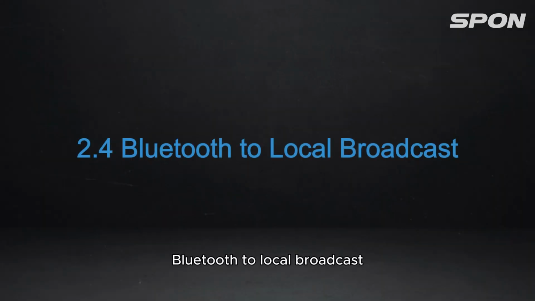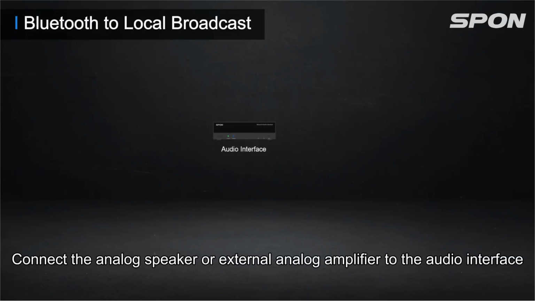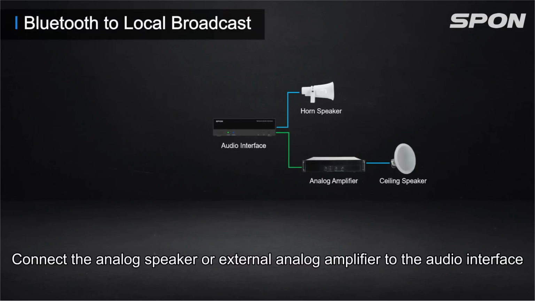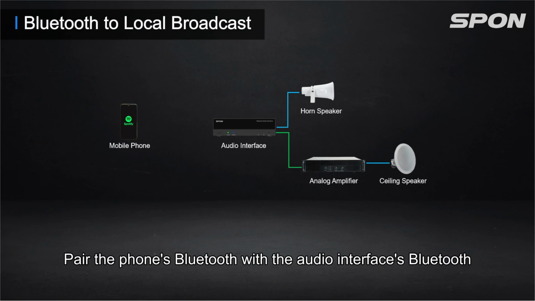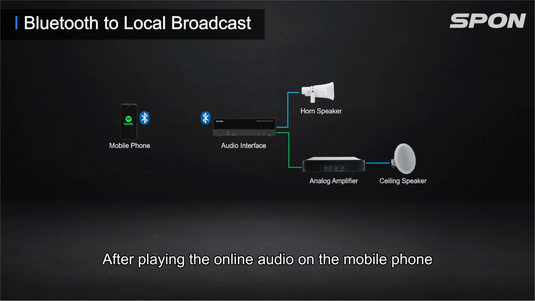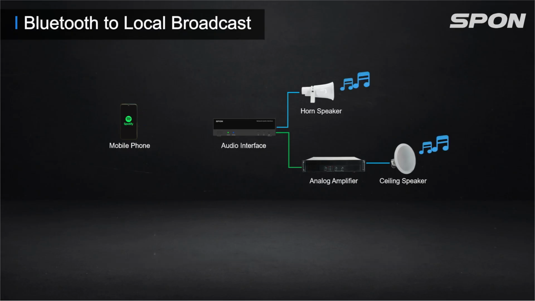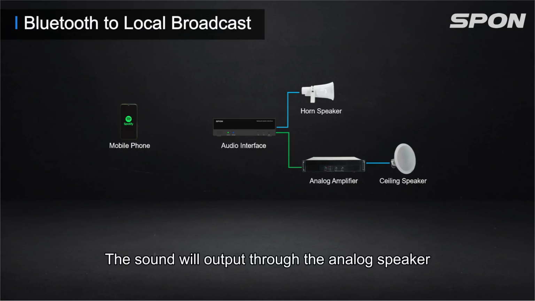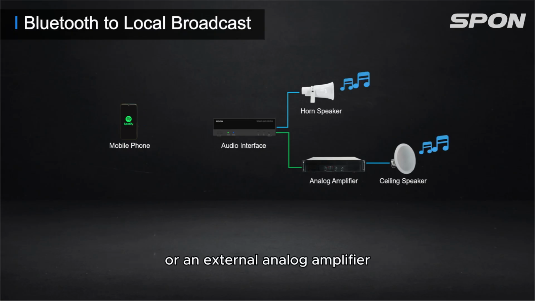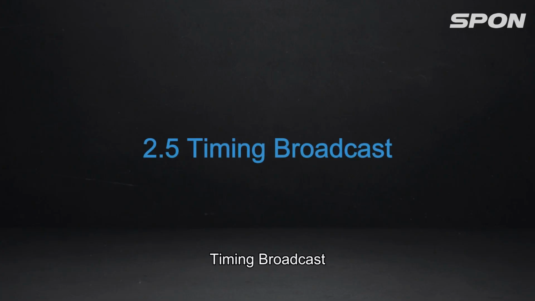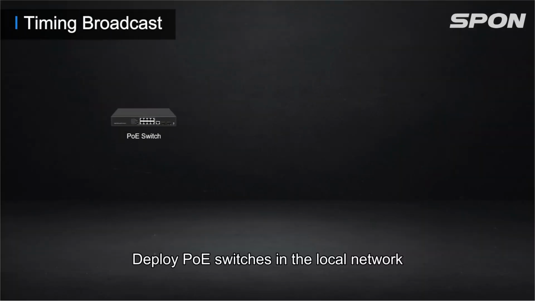Bluetooth to local broadcast. Connect the analog speaker or external analog amplifier to the audio interface. Pair the phone's Bluetooth with the audio interface's Bluetooth. After playing the online audio on the mobile phone, the sound will output through the analog speaker or an external analog amplifier.